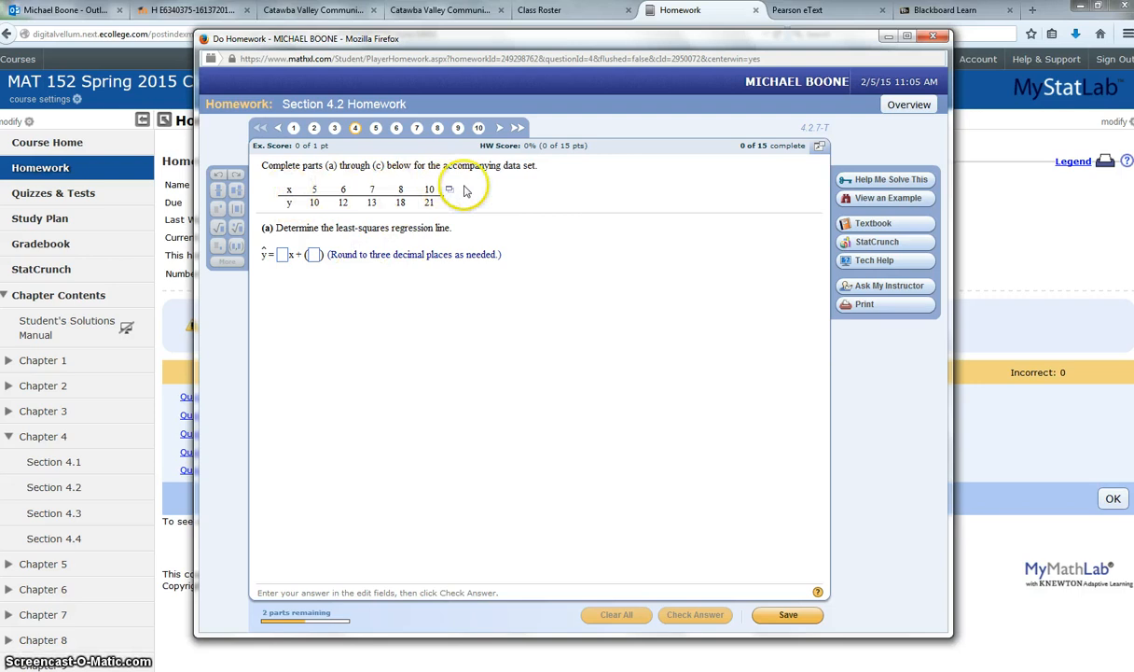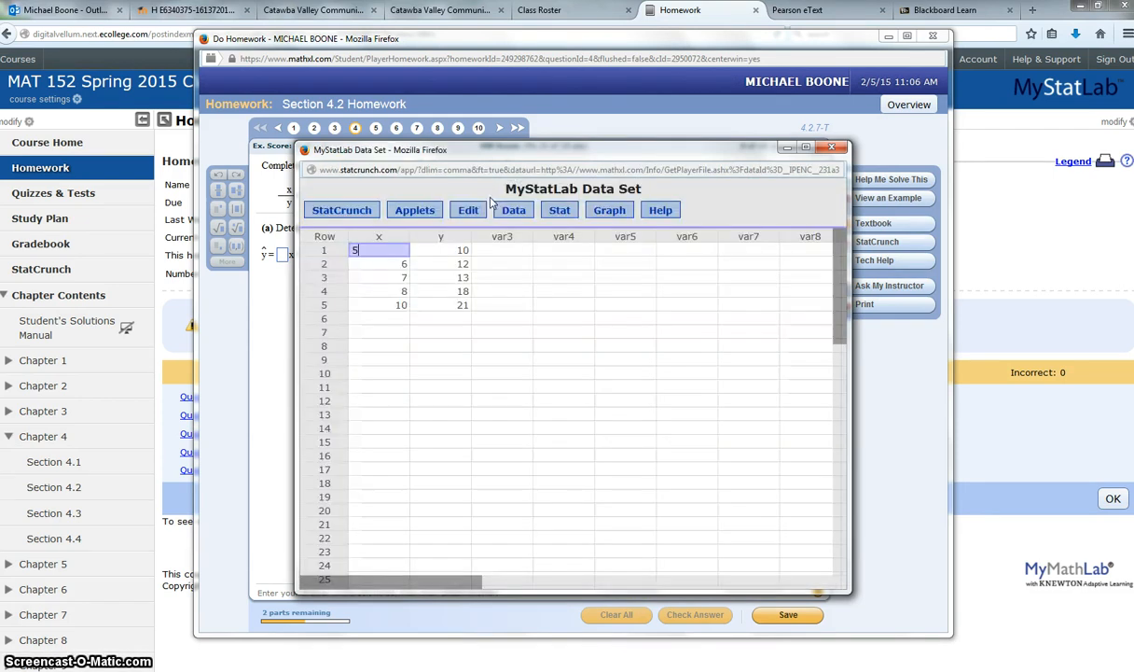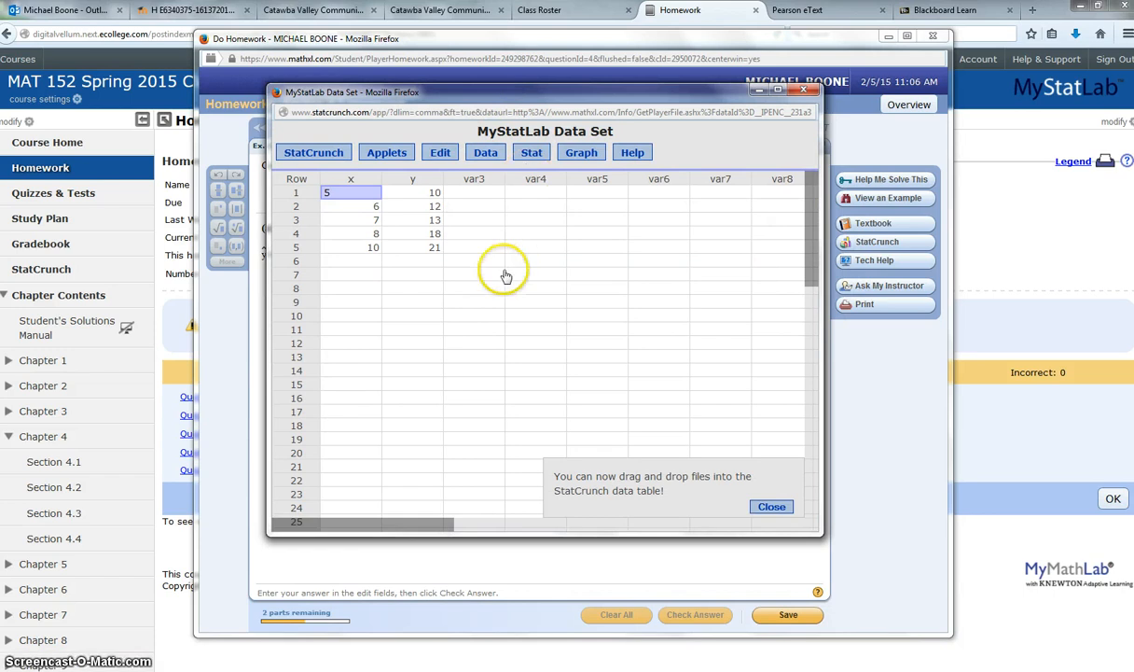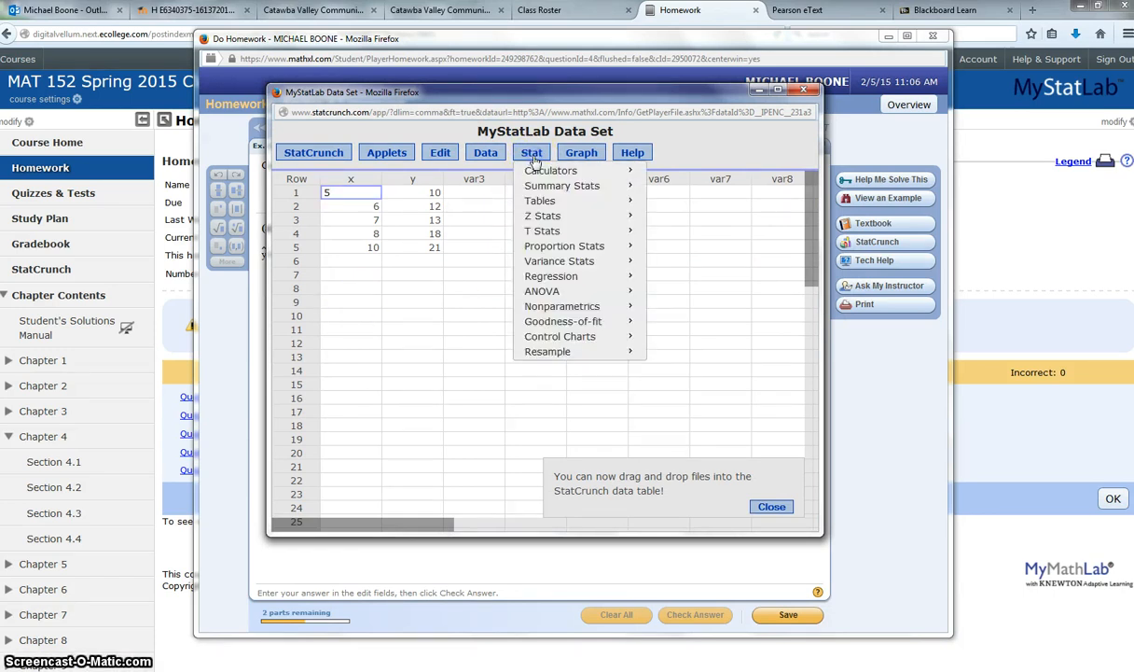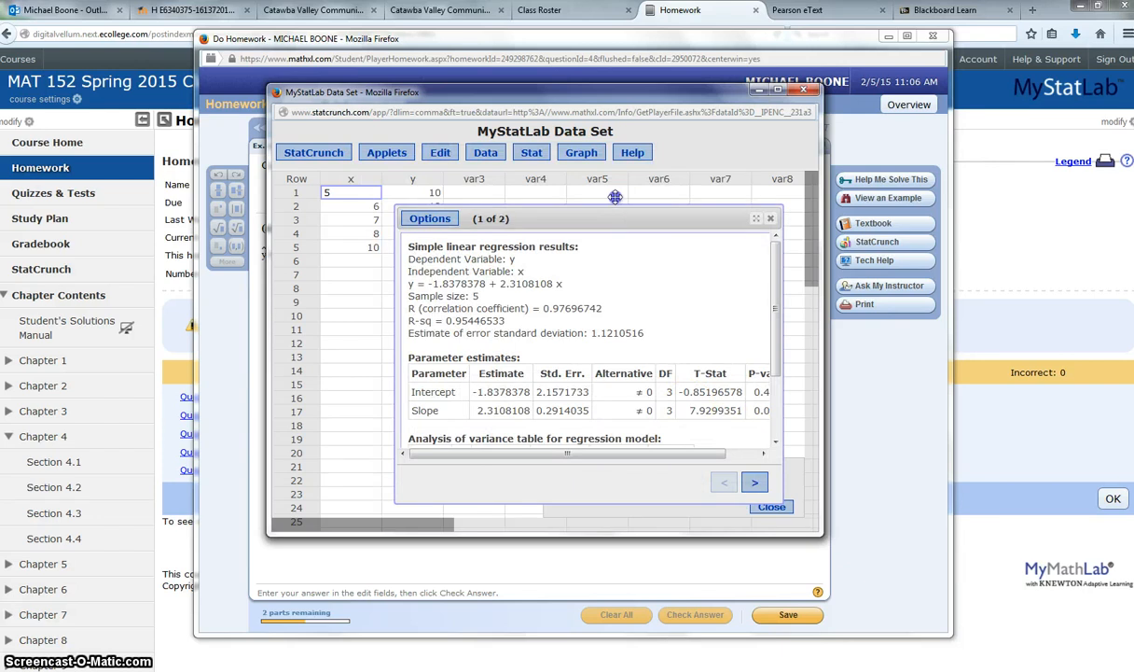So here's our data. We have our x values and our y values, and we're going to determine the least squares regression line, also known as the line of best fit. So I'm going to open in StatCrunch. And to compute the line of best fit, I would go to regression and simple linear, and then I would just tell it which is my independent variable and which is my dependent variable. When I do this, I get a lot of information.